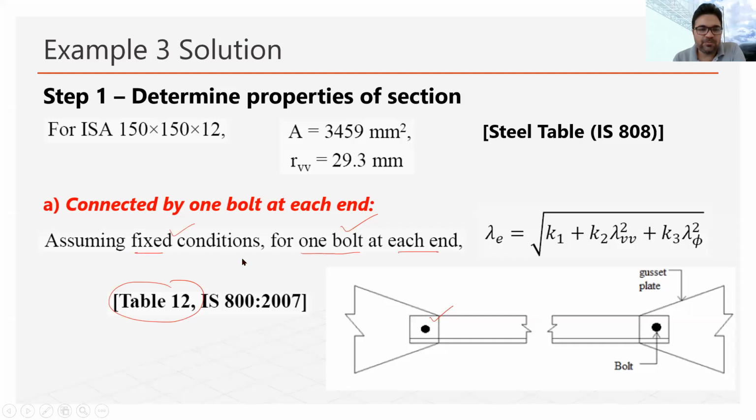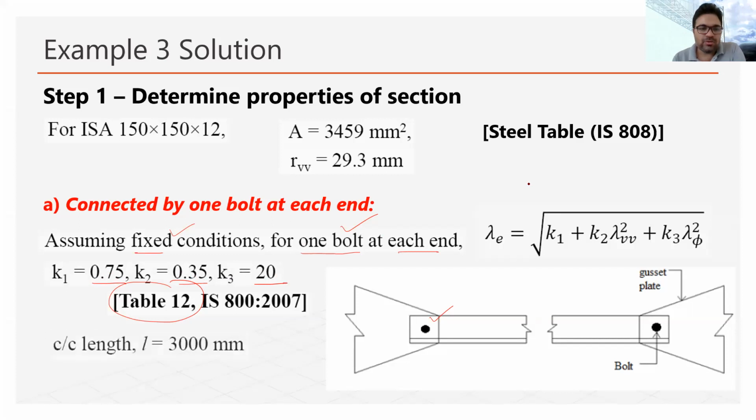So here, from Table 12, we can find the K1, K2, K3 values. We have written here K1 as 0.75, K2 as 0.35, and K3 as 20. Now the center to center distance is already mentioned in the question, which is 3000 mm.